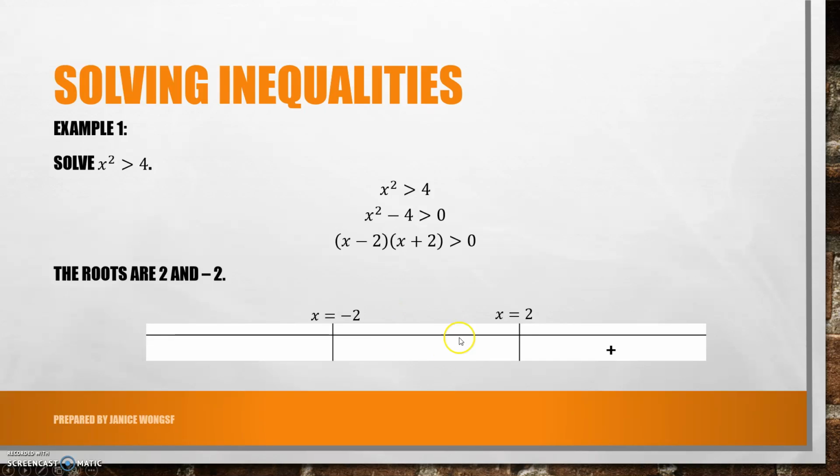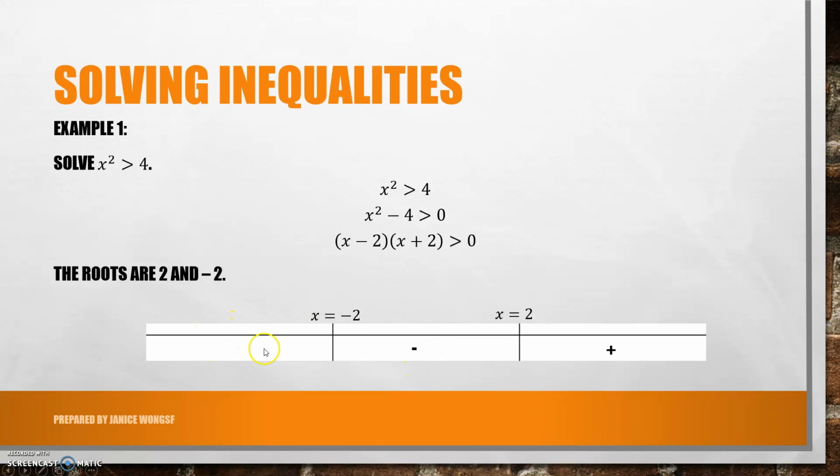Next, choose a number in between these two values, x equals to negative 2 and x equals to 2. Say 0. You can choose negative 1, 0, or 1 to be substituted into this expression. So I choose 0. 0 minus 2, I get negative 2. 0 plus 2, I get 2. Negative 2 times 2 is negative 4. It's a negative value, so I place a negative sign.